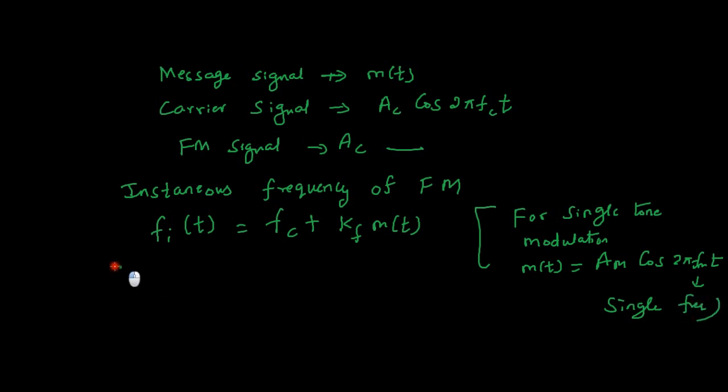So our instantaneous frequency of FM, that is at any point t, the frequency of this FM signal will depend on m of t, that is the message signal. So for single tone modulation, what happens? m of t is Am cos 2 pi fm t. So we'll write it here: Fc plus Kf Am cos 2 pi fm t. So this is for single tone modulation.